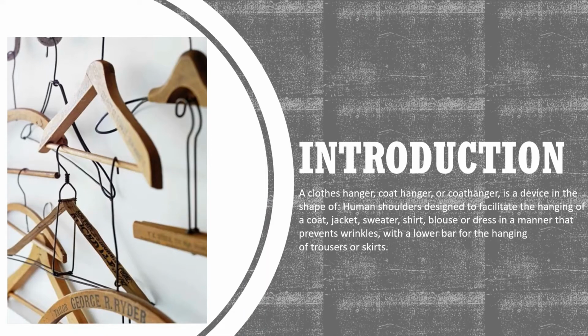An introduction to the multipurpose hanger. A clothes hanger, or a coat hanger, is a device in the shape of a human shoulder which is designed to facilitate the hanging of a coat, jacket, sweater, shirt, blouse, or dress in a manner that prevents wrinkles, with a lower bar for hanging trousers or skirts.